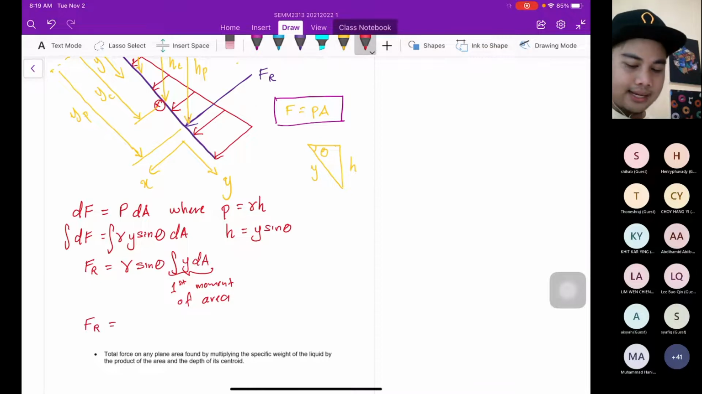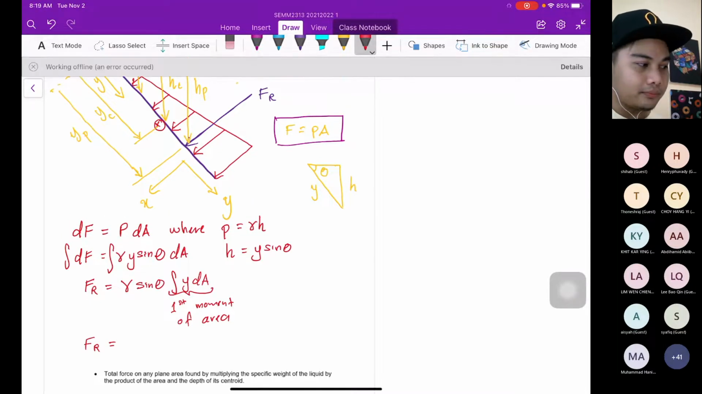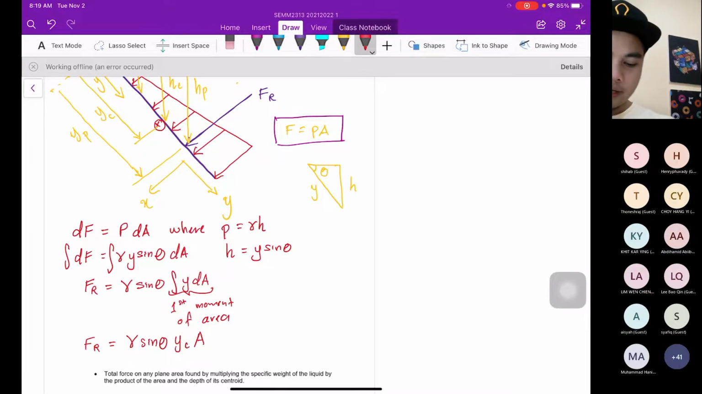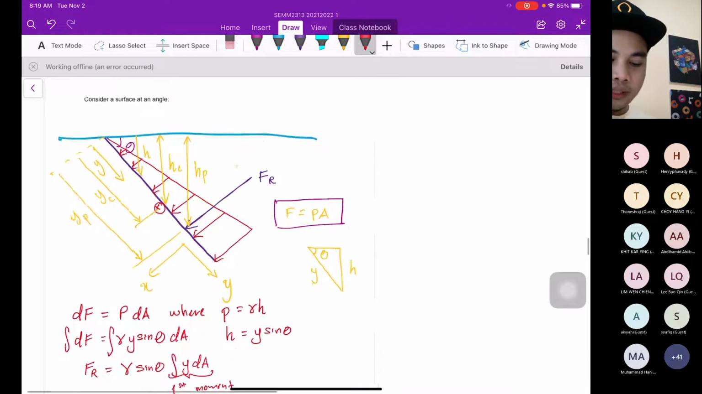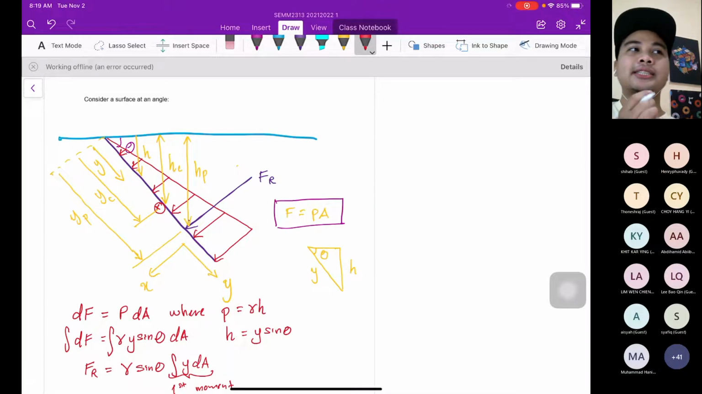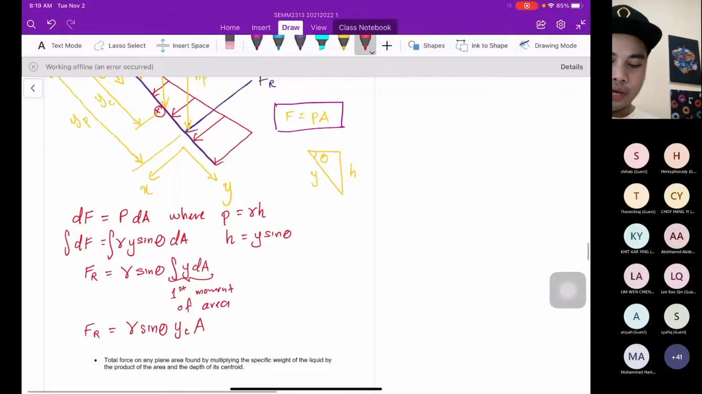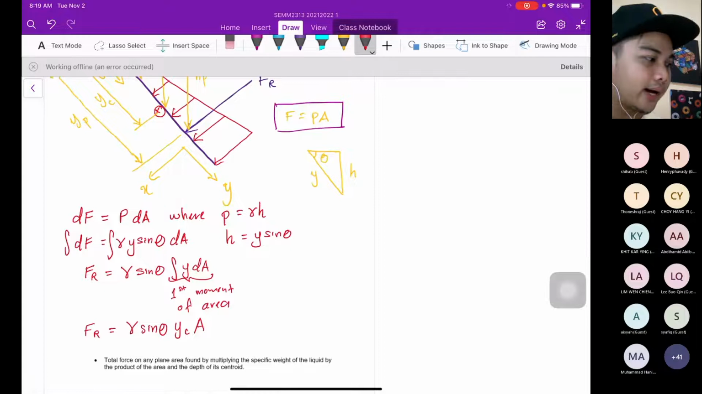So FR is basically equal to gamma sine theta YC A. Instead of using y, since we don't know the y value, we can use YC directly because we know the exact value, it is constant, it does not move, while y always moves. So we can use this equation.